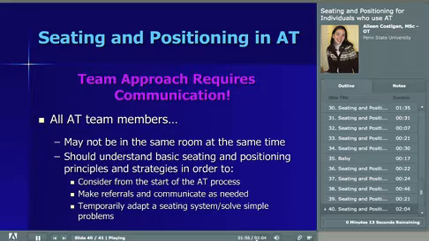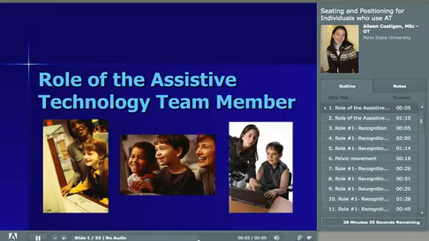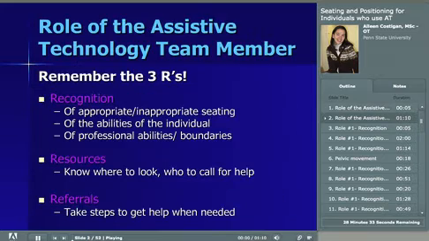So clearly, a discussion of the role of team members in seating and positioning in assistive technology is warranted. The role of the assistive technology team member can be broken up into the 3 R's: recognition, resources, and referrals.